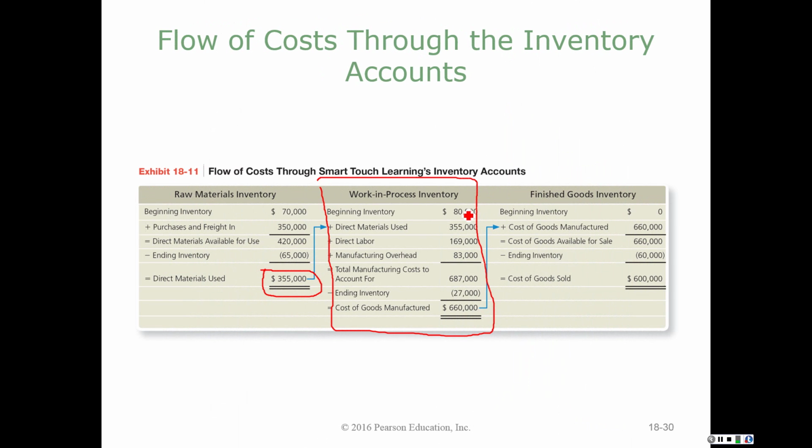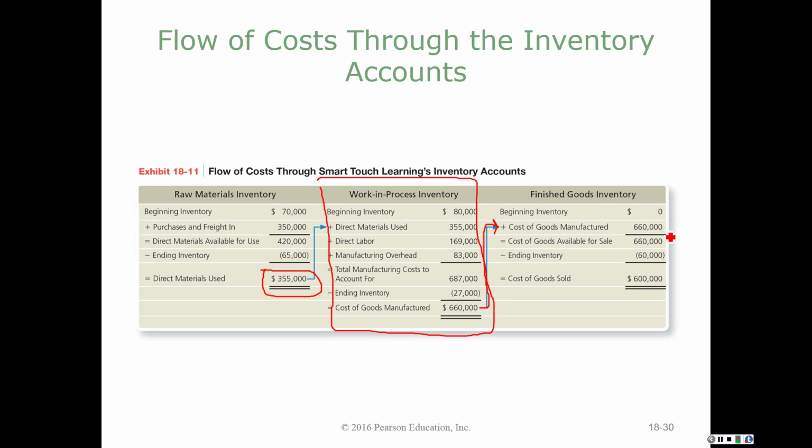This is what I started with that wasn't finished. I added materials and labor and overhead. So these were the total cost I had in my manufacturing process. I subtracted what wasn't finished yet, and this is my total cost of finished goods manufactured. But I wouldn't move this whole $660,000 over to the income statement as cost of goods sold. I am going to move this $660,000, like our arrow says right here, over to finished goods to show that, hey, I have $660,000 worth of finished goods inventory on my balance sheet.